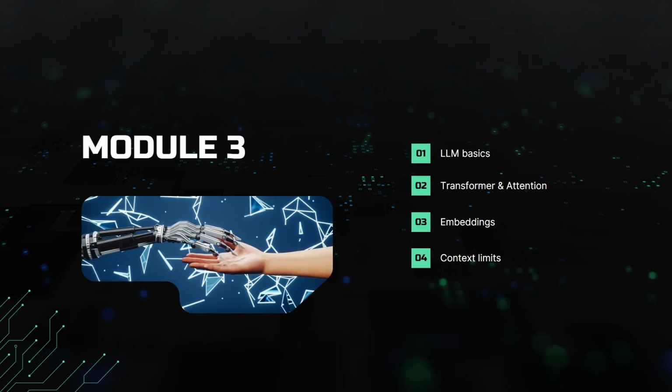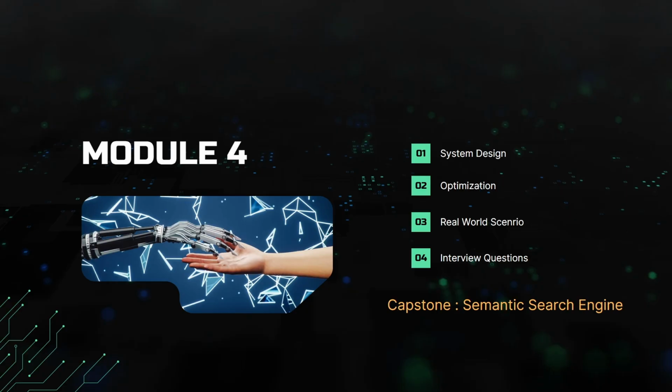In phase 2, we are going to see the LLM fundamentals. Here, we are going to see the LLM basics, what are transformer and attention mechanisms. We are going to see in depth of embeddings, and then the context limits. Then again, as I told you previously, we are going with system design, optimization, real world scenario and interview questions. This will be part of every module. And then a capstone project. Here we are going to build a semantic search engine.